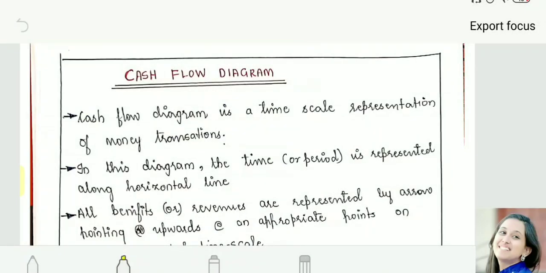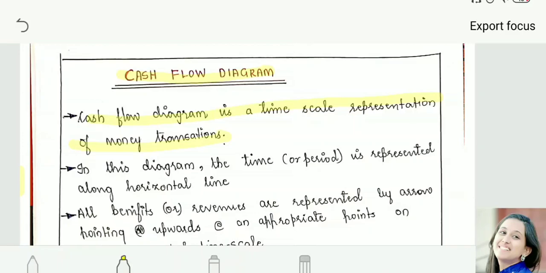So first we'll start with what is a cash flow diagram. Okay, so a cash flow diagram is a time scale representation of the monetary transactions. So these cash flow diagrams are a simple graphical representation of income and outlay. Generally, before constructing a diagram, it is very common to define the time frame over which the cash flow occurs.